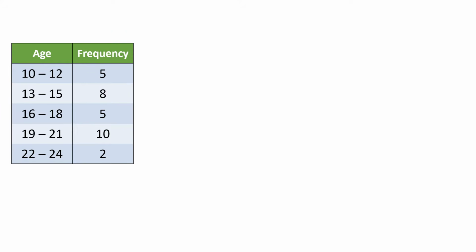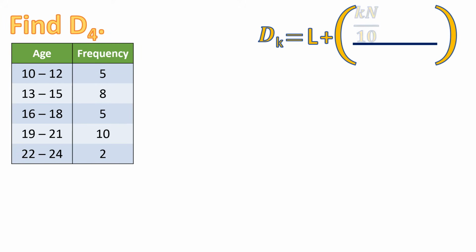So let's continue. Let's have the same example, and this time we're gonna find the fourth decile. So the fourth decile of this data, and let's have the formula of the decile. So we have d sub k. K stands for the position from 1 to 10 because it's decile, and it is equal to lower class boundary plus the kn over 10. That's the decile class. So it's over 10 now because it's decile, minus the lower less than cumulative frequency over the frequency of the decile class times the class size or class width.